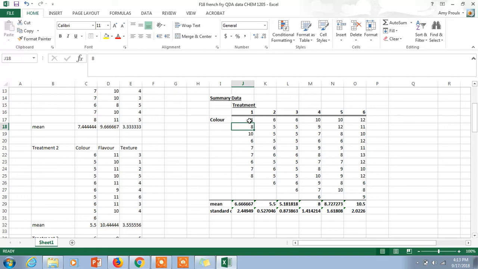And that mean, again, is going to indicate to us where the average or the central tendency in this data lies. So those are some basic summary statistics. I'm going to do the same thing for flavor, potato flavor, and texture, and then I want to show you how to do some side-by-side comparison with these statistics.